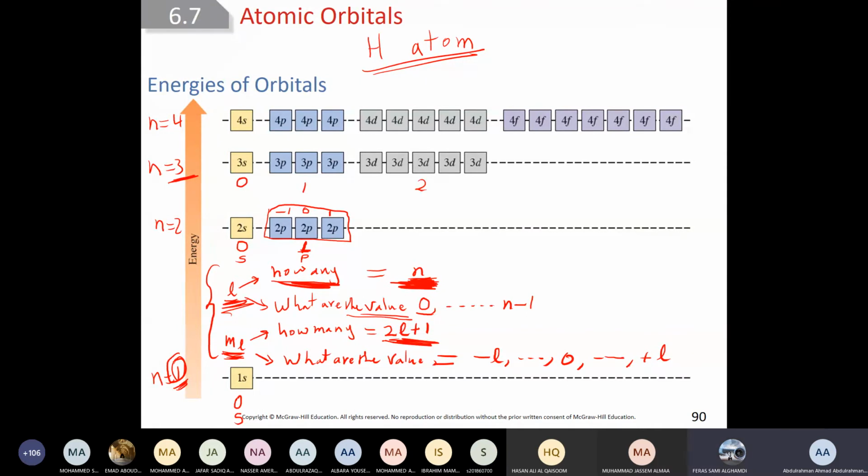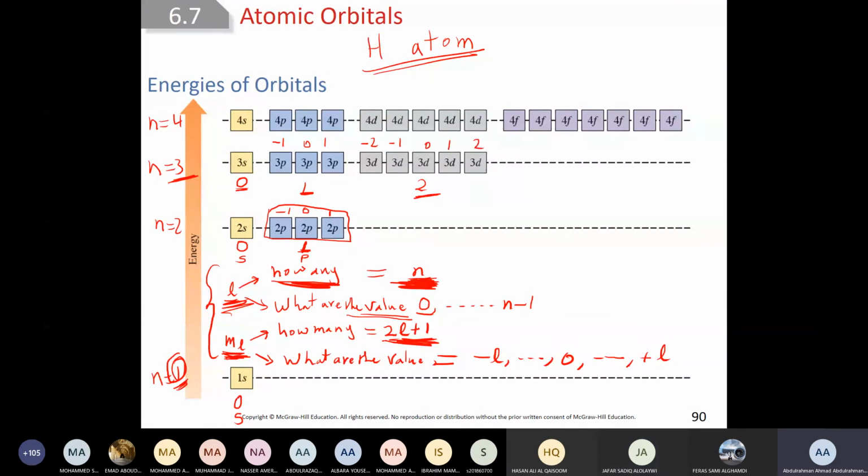Okay. Now we're done with L. How many ML do we have in 0? Only one, and that's it. How many ML do we have in 1? 3. What are the values? -1, 0, 1. Okay. How many do we have in D? 5, which is 2L plus 1. What are the values? -2, -1, 0, 1, and 2.